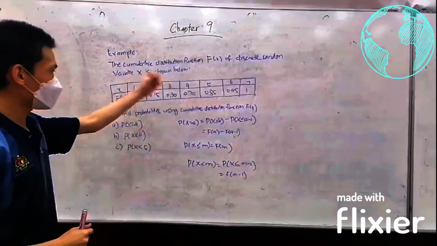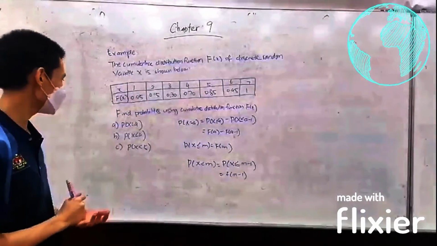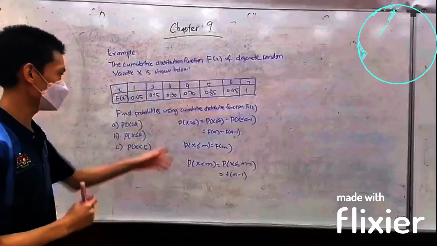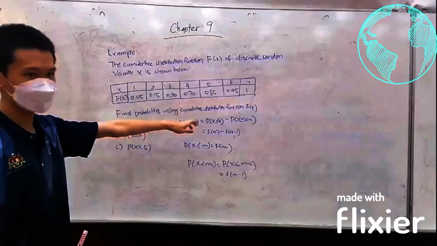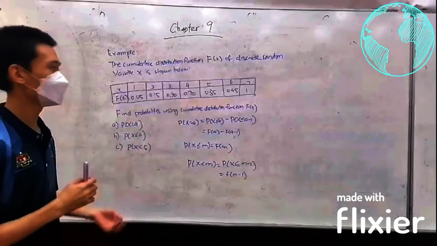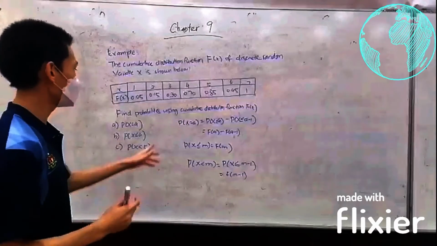So you can see that the F(x) for the number 7 is 1, so it's shown as a discrete random variable X. The question wants to find the probability using the cumulative distribution function F(x). So we have to use the table given to solve the following probabilities. The first one is P(X = 4).